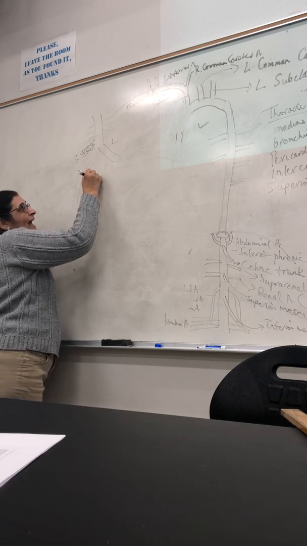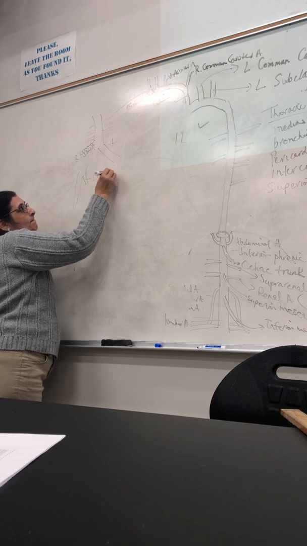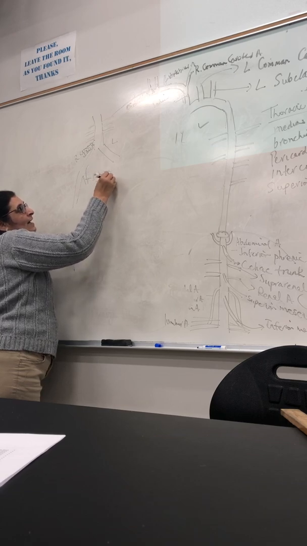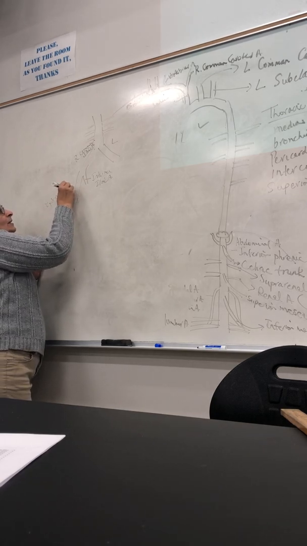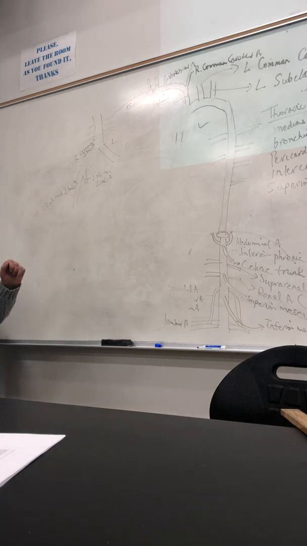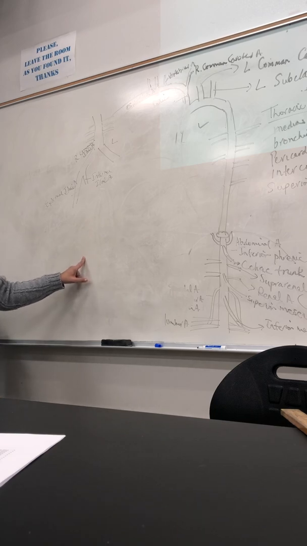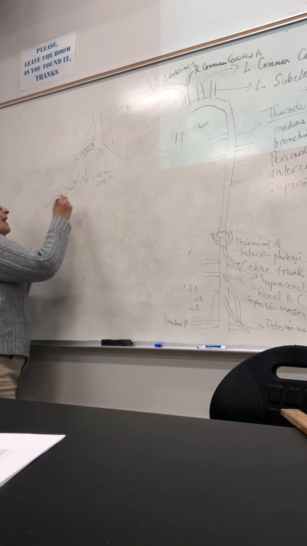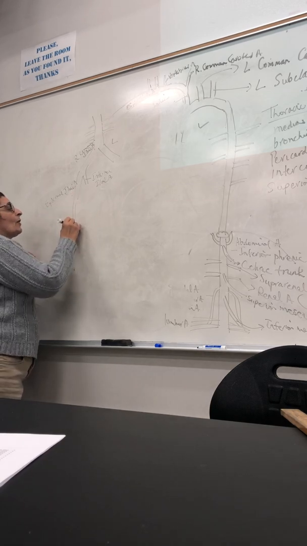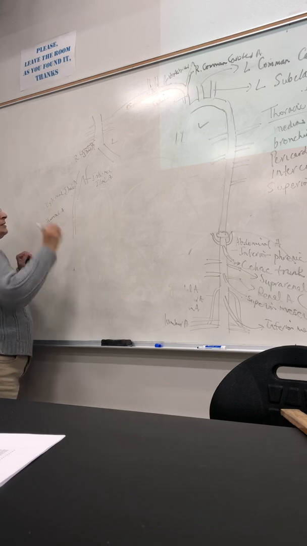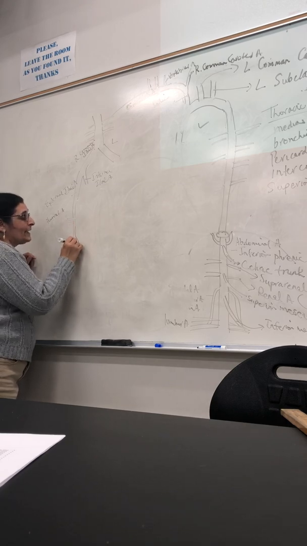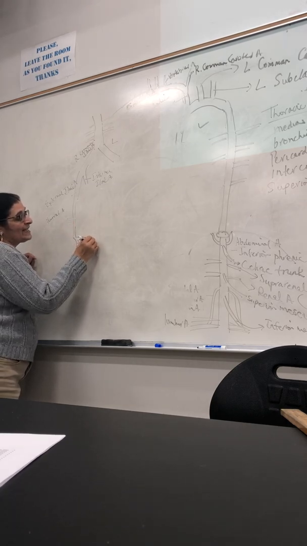So this is known as the internal iliac artery, and this is known as the external iliac artery. The external iliac artery will pass through the obturator foramen, which is the opening in the pelvis. And then once it goes down, it becomes the femoral artery. Then it goes behind the knee and it becomes the popliteal artery.